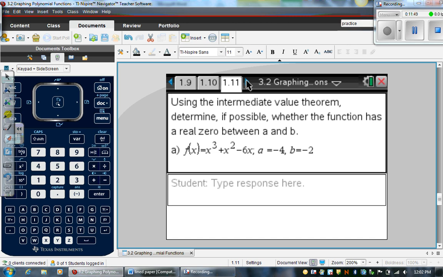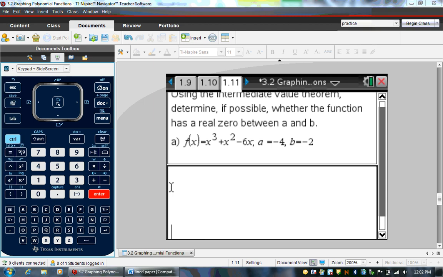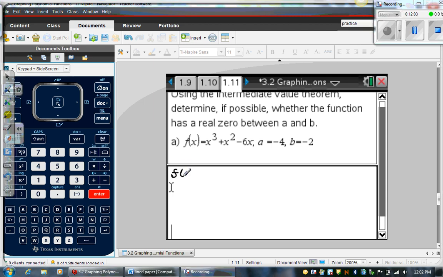All right, so using the intermediate value theorem, determine if possible whether the function has a real zero between a and b. All right, so we've got our a, we've got our b. So all we're going to do is plug those in. We're going to find f of a, which is negative 4. We're going to plug that value in and we're going to see what we get. And when we plug that in, you could put it right in your calculator and store it if you'd like, we wind up getting negative 24.